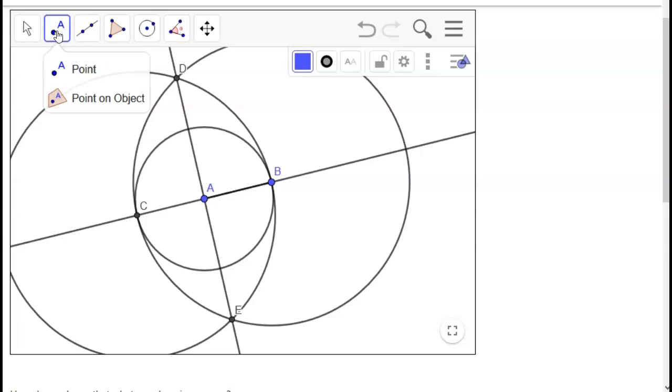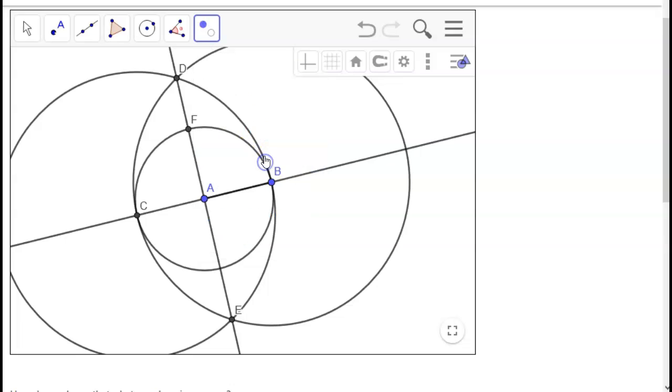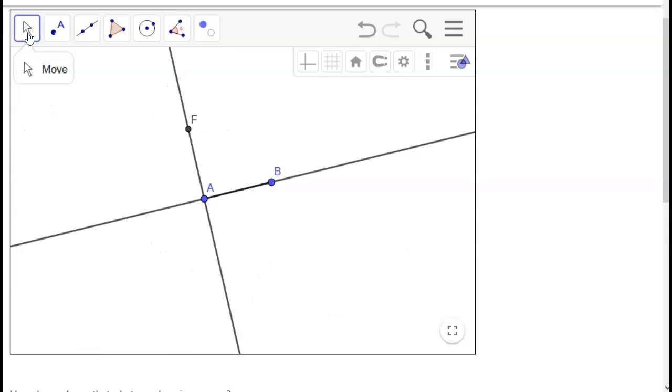So I'm going to grab my point here, we're going to put another point here, and then I'm going to hide these two. All I'm going to do is grab this show hide object, I'm going to hide this circle, and then I'm going to hide these two outer circles, and I'm also going to hide these points that we added, so that when I click outside of there, now I just see these little pieces right here.